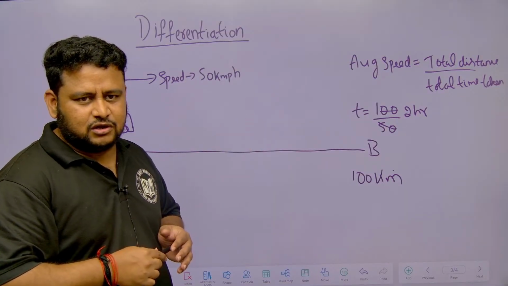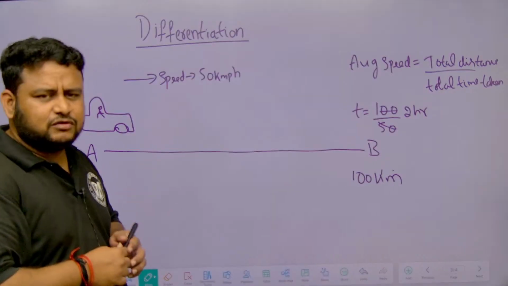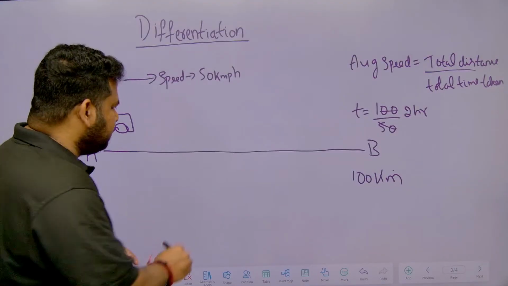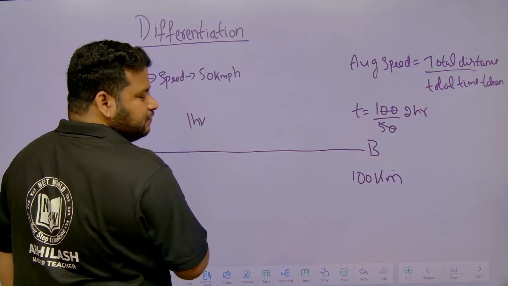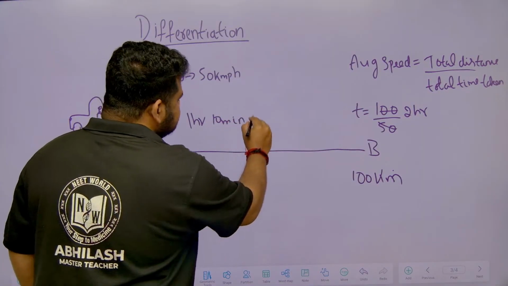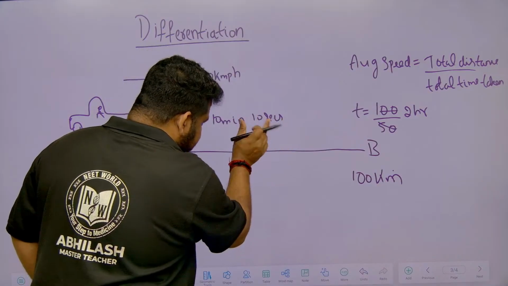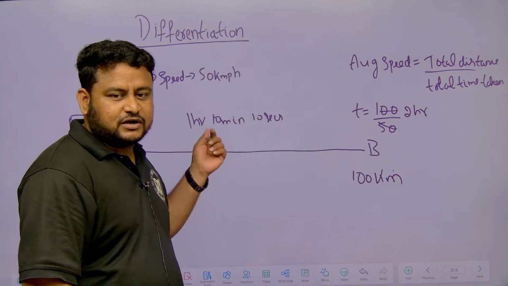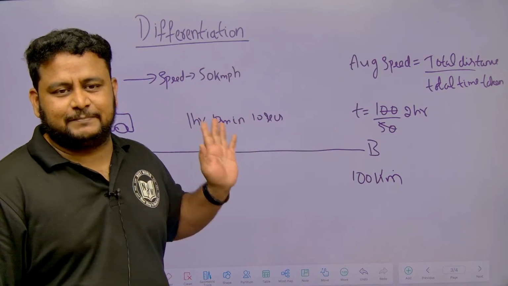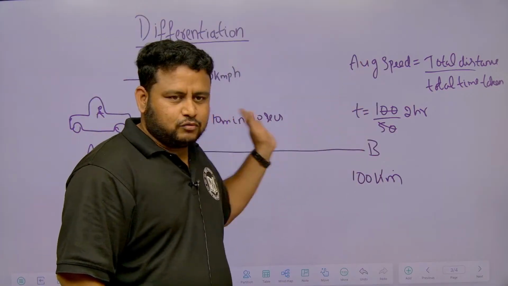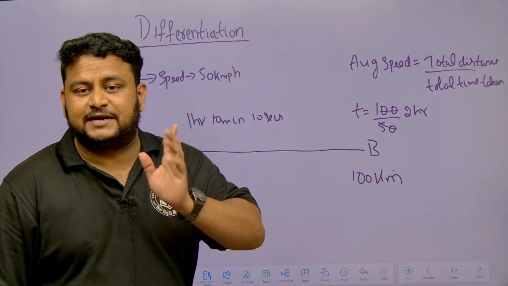So if I want to find the speed, see, in 2 hours it is covering the distance. If I want to find the speed at the time 1 hour 10 minutes 10 seconds, at this instant, what is the speed I want to find out? Then differentiation will help us. This will help us to find the overall speed, but I want the speed at that particular point.